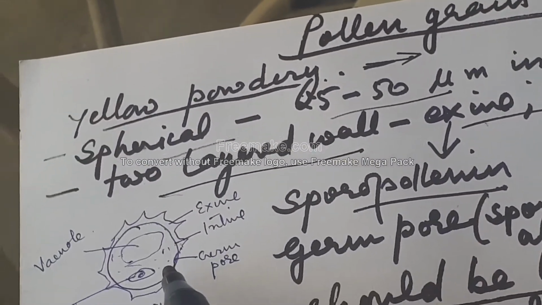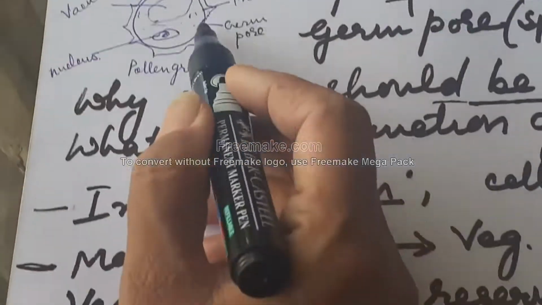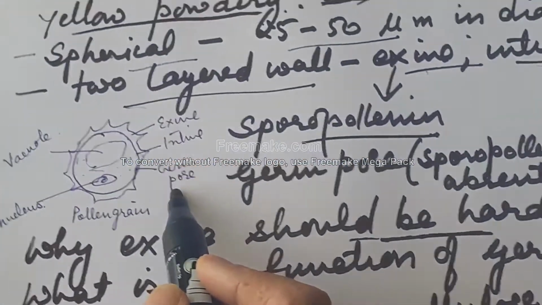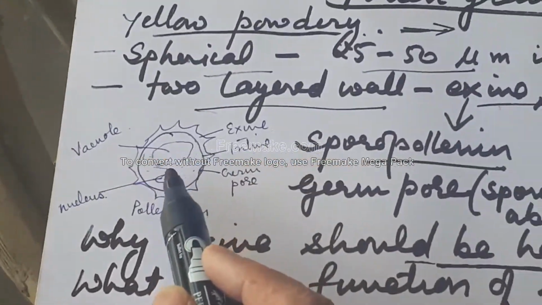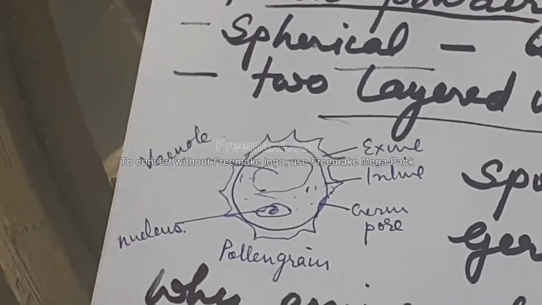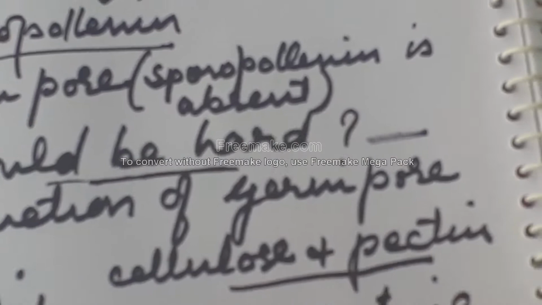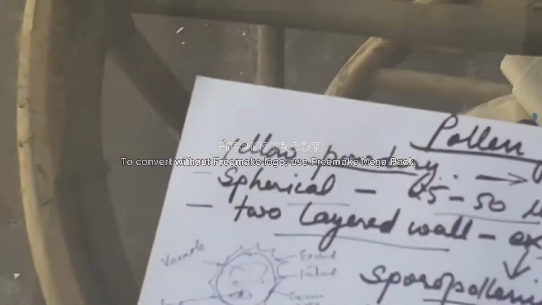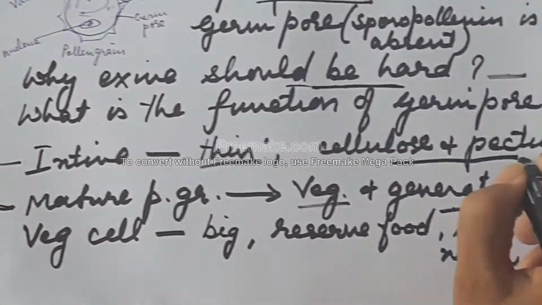Then there is a germ pore. The exine has an aperture where sporopollenin is absent, and that is called the germ pore. The newly differentiated pollen grain has a central nucleus and a dense cytoplasm. The protoplasm mitotically divides to form two unequal cells. The bigger is called the vegetative cell, which is rich in food reserves, and a small spindle-shaped generative cell is present with dense cytoplasm and a nucleus, and this is called the two-celled stage.